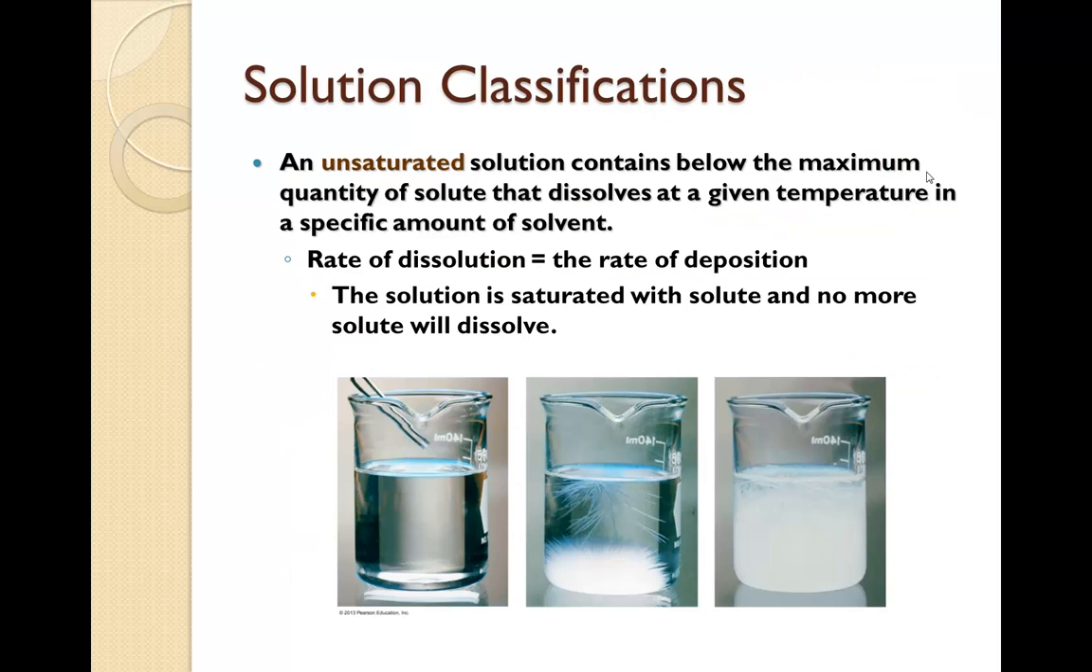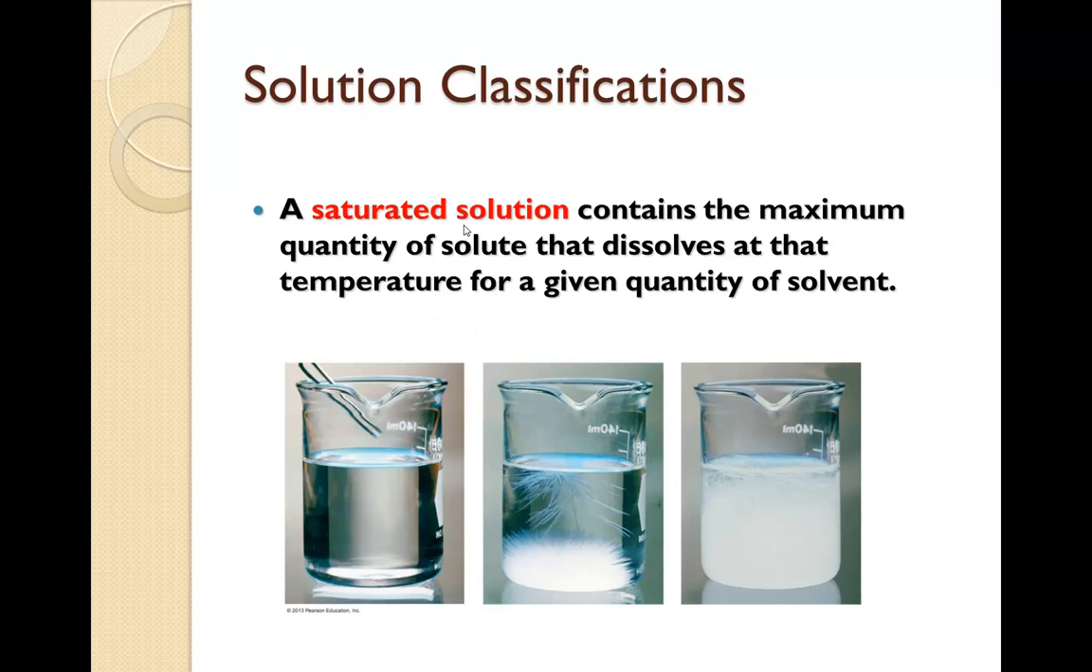An unsaturated solution contains below the maximum quantity of solute that dissolves at a given temperature and a specific amount of solvent. Notice that the terminology of specific amount. We want to be able to look at ratios when we're looking at concentrations. If we talk about two different amounts, but we have two different amounts of solvents as well, then it's a lot harder to compare. Once the rate of dissolution is equal to the rate of deposition, so in other words, it dissolves as fast as it recreates the crystals, as crystals are formed, the solution is saturated with the solute and no more solute will dissolve.